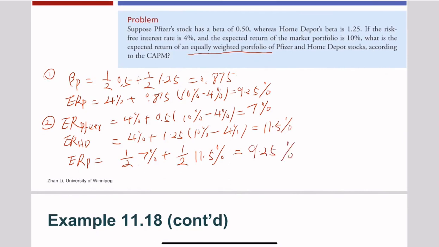So basically, in the first method, we start with the portfolio's beta. In the second method, we're not calculating the portfolio's beta. Instead, we start with the individual investments' expected returns. Then we use the portfolio weights to calculate the expected return of this portfolio.